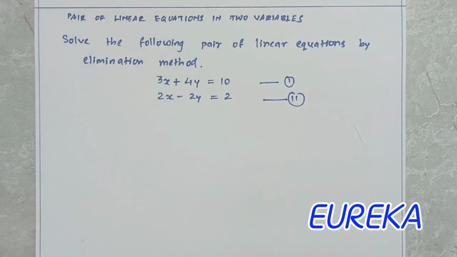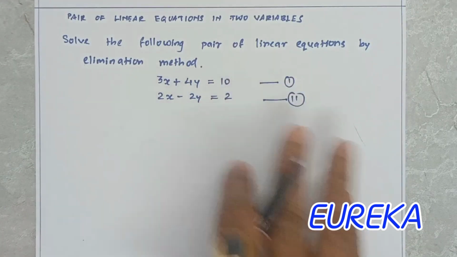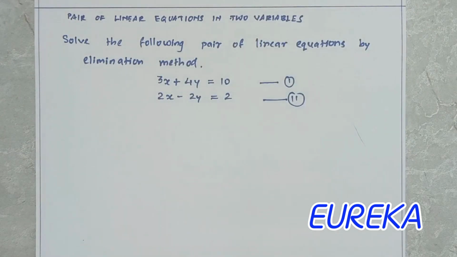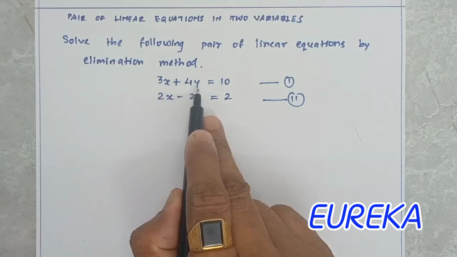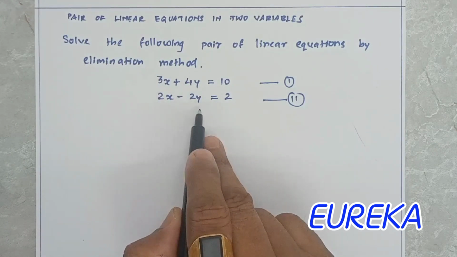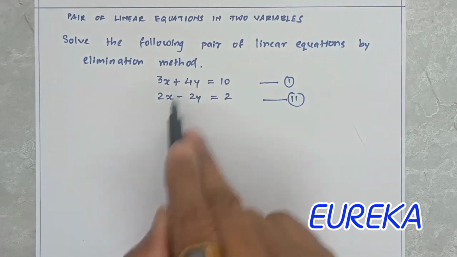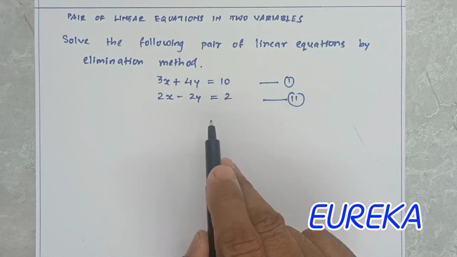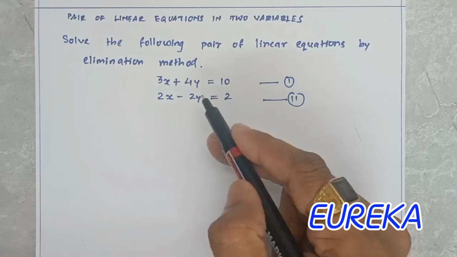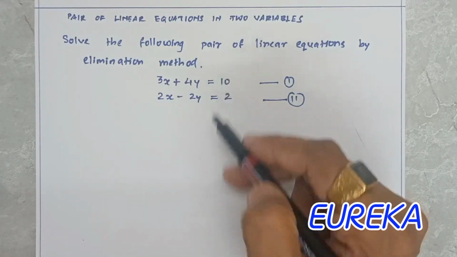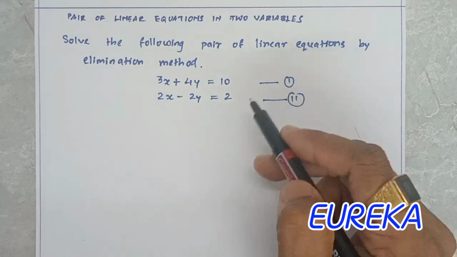But thereafter, what we did in the substitution method was keep one of the equations frozen and deal with the other equation to bring out the value of one of the variables. Here, we will try to eliminate one of the variables. If we compare the two equations, this is 3x, this is 4y, this is 2x, this is 2y. Now if we multiply any of the equations to bring it to the same coefficient as the other equation, then we can eliminate that by simply adding.